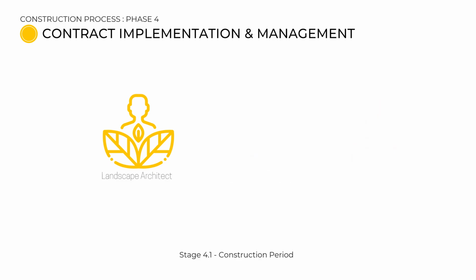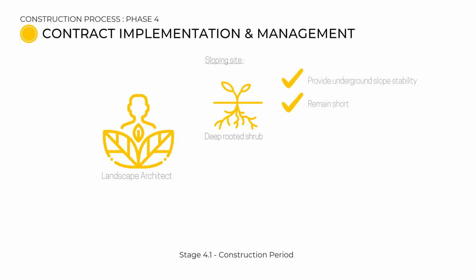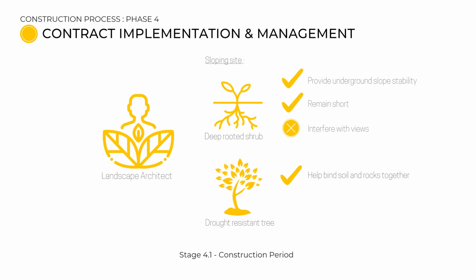To deal with the sloping side, the landscape architect plans to plant deep-rooted shrubs to provide underground slope stability, and the shrubs should remain short so that they do not interfere with the view. Drought-resistant trees are also used to bind soil and rocks together and control soil erosion.